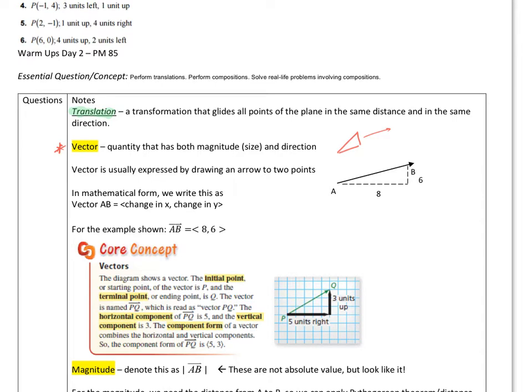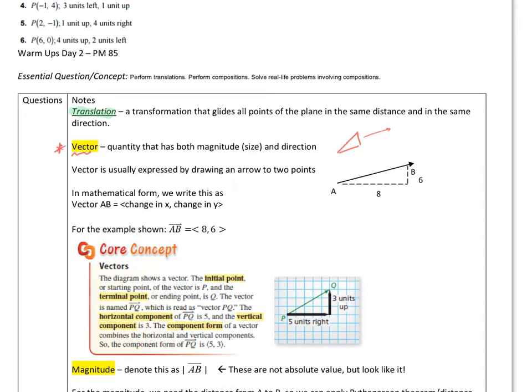Wait, didn't the guy in the Minions say that? That was his name, Vector, and he said he's got both magnitude and direction. So he's got size and direction. I would show you that little clip, but there would be copyright issues, so I can't. But you can look it up.